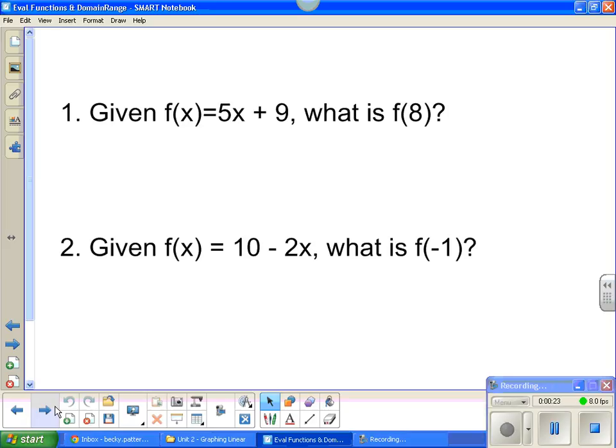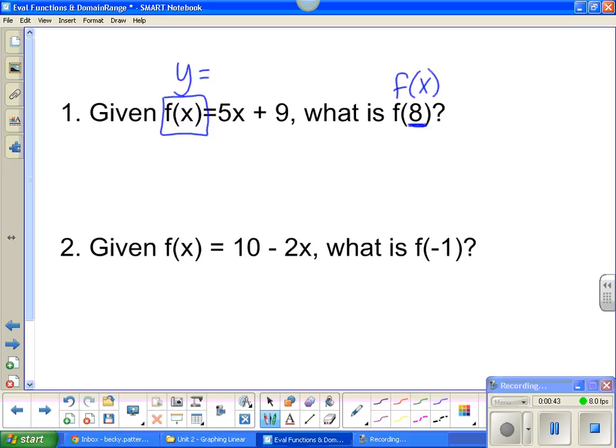So let's talk about a little bit of the terminology here. This right here is read f of x. It is the same thing as a y. It's just kind of like a dressed up y. So my job is to find the function at 8. Well, if you'll notice, if you write the f of x, the 8 has just replaced the x. So basically we're saying if x equals 8, what's y? If x equals 8, where is this function at y?